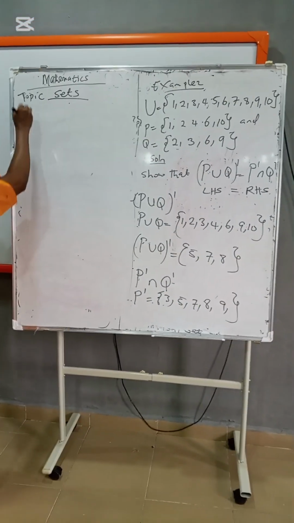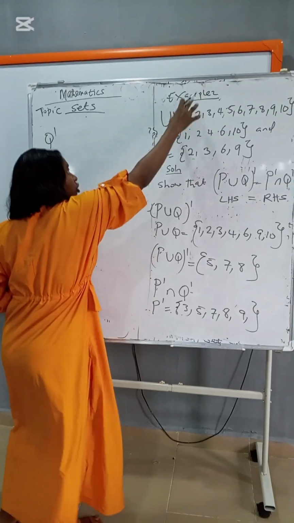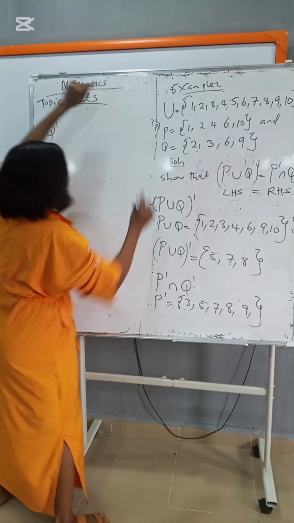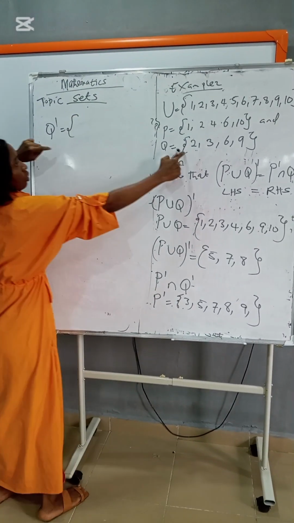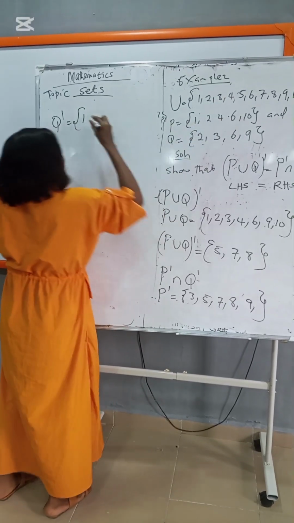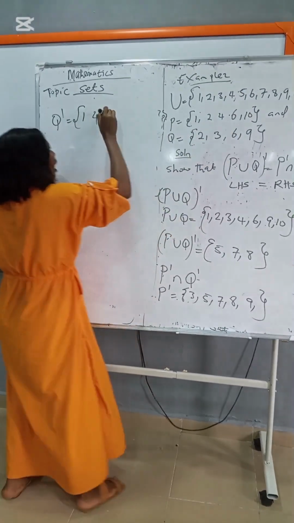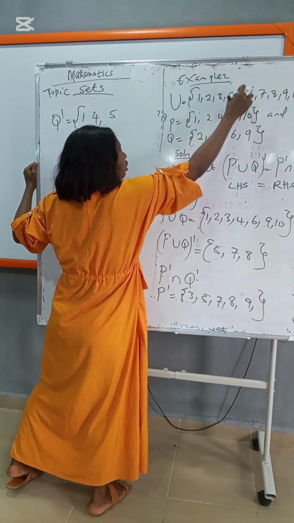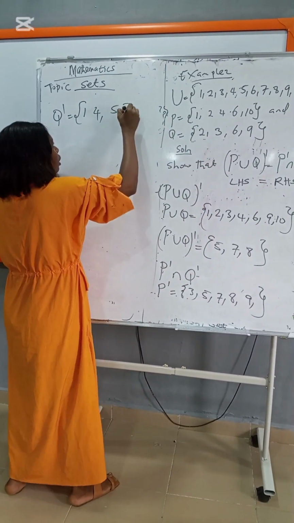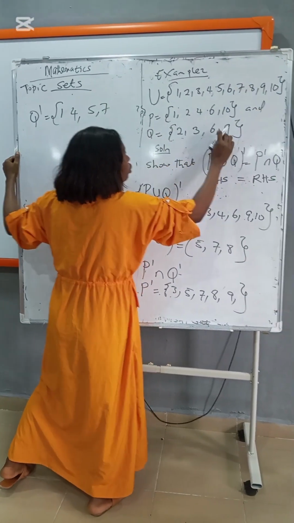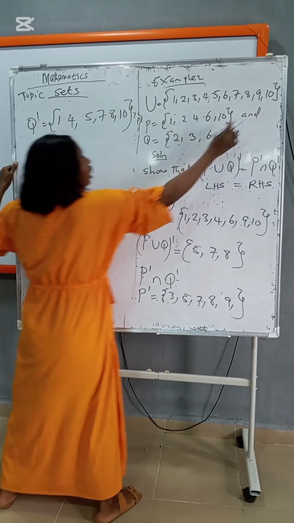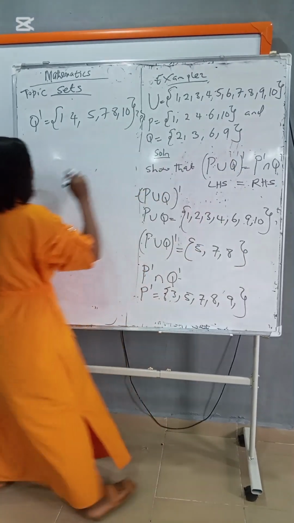So now let's take Q complement. Elements that are in the universal set, but we cannot find them in Q. There's 1 in the universal set, no 1 in set Q. We have 1, 2, we have 3, no 4 here, no 5, but we can get them in the universal set. 6, there is 6 here, so we are not taking it. 7, there's no 7 here. 8 in the universal set, but no 8 in set Q. Then we have 9. We have 10 in the universal set, but we don't have 10 here. So now we have gotten this.